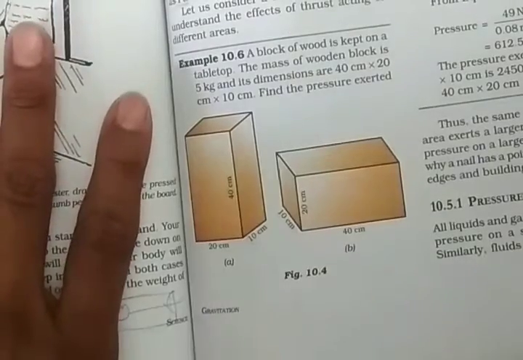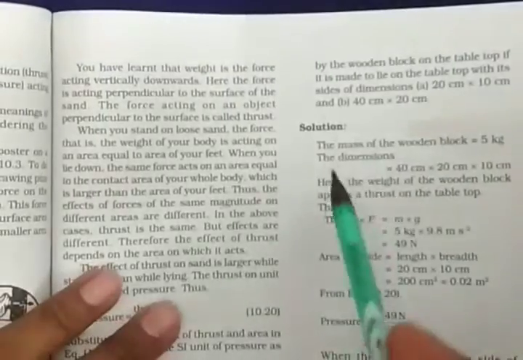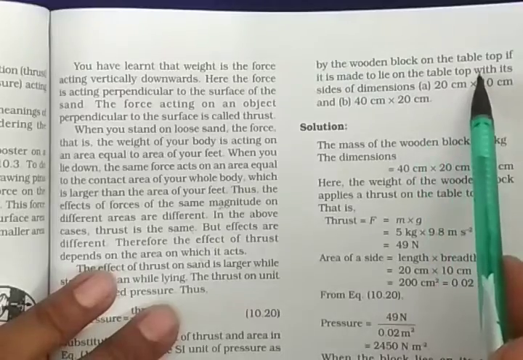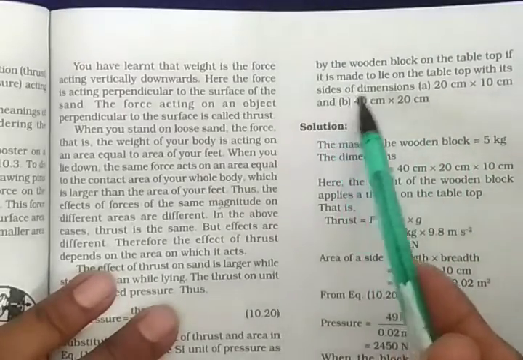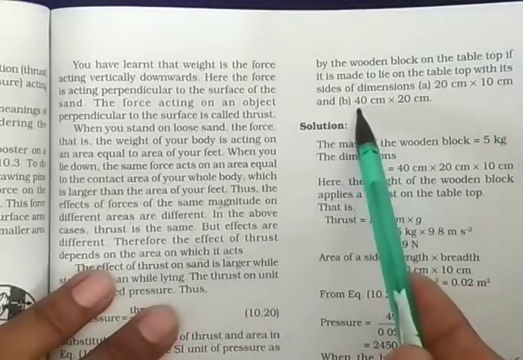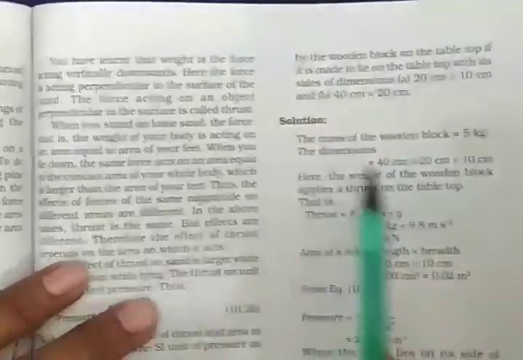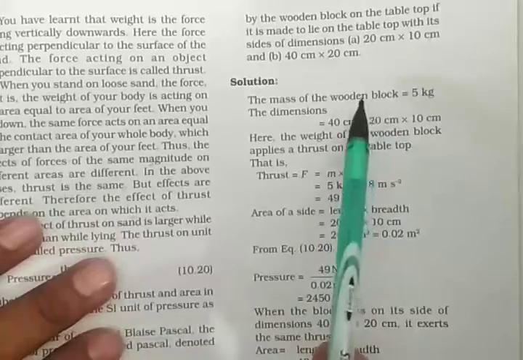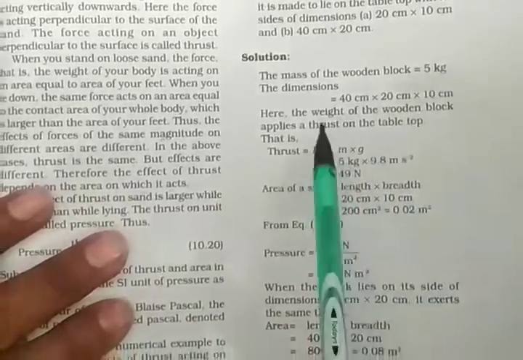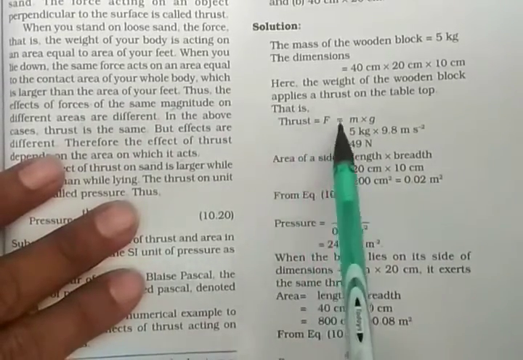Okay. Let's see what question they are asking. Find the pressure exerted by the wooden block on the tabletop if it is made to lie on the tabletop with its sides of dimensions 20 into 10 centimeter touching the tabletop, and with the dimensions 40 into 20 touching the tabletop. So how will we solve? We know the mass of the wooden block is 5 kg, right? The dimensions are known.